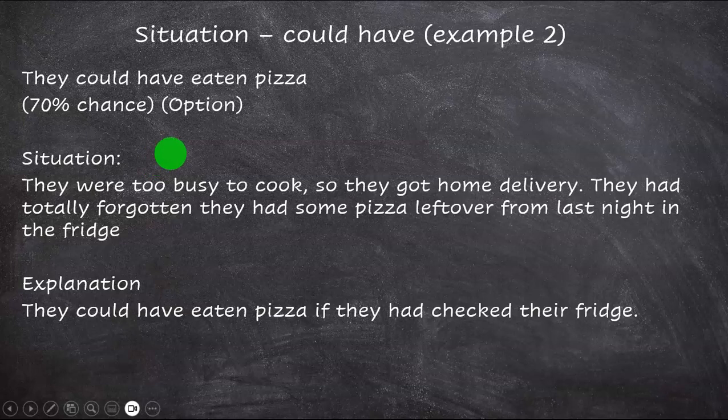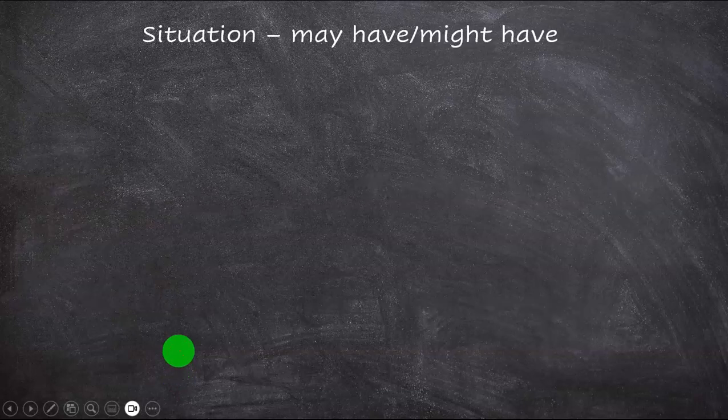30% chance they could have still ordered in spite of knowing, but there is a chance that if they knew there is pizza left in the fridge, they would have eaten pizza. So that's the second example of could have. Move on. May have, might have. You already know they mean one and the same thing.